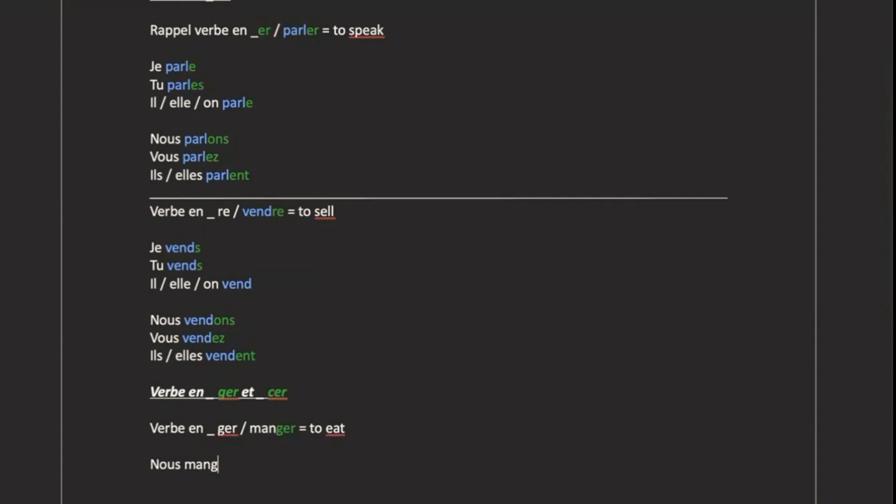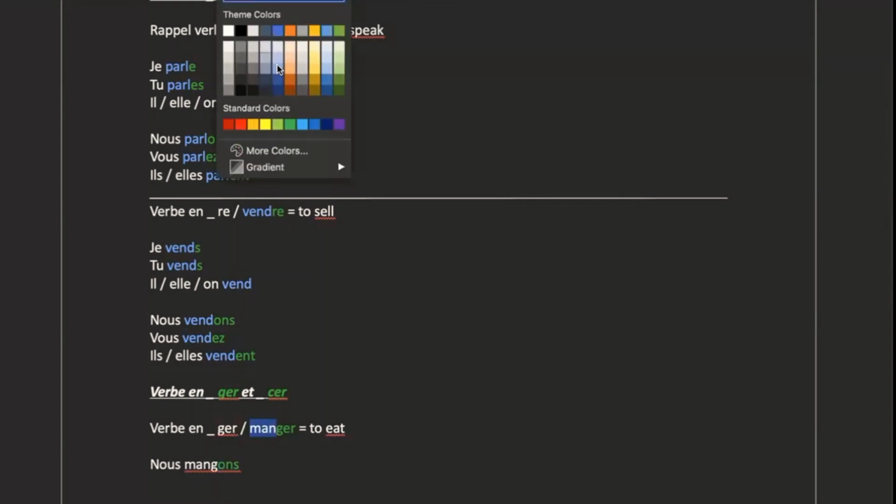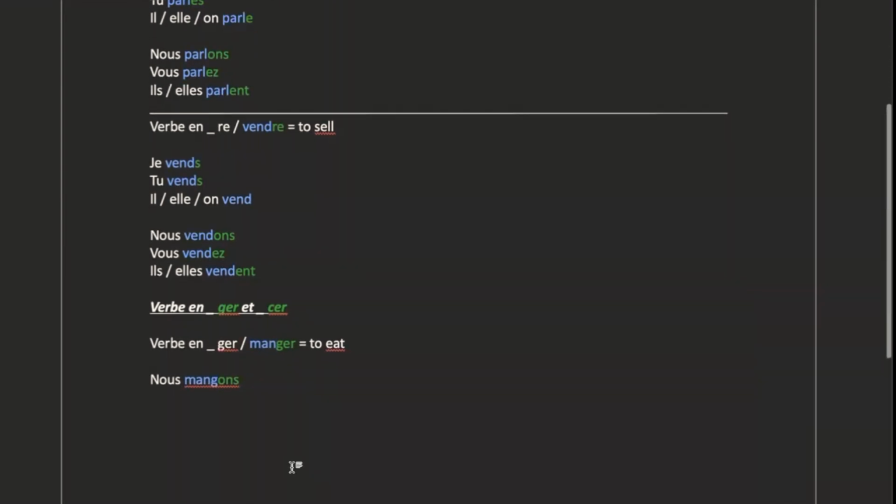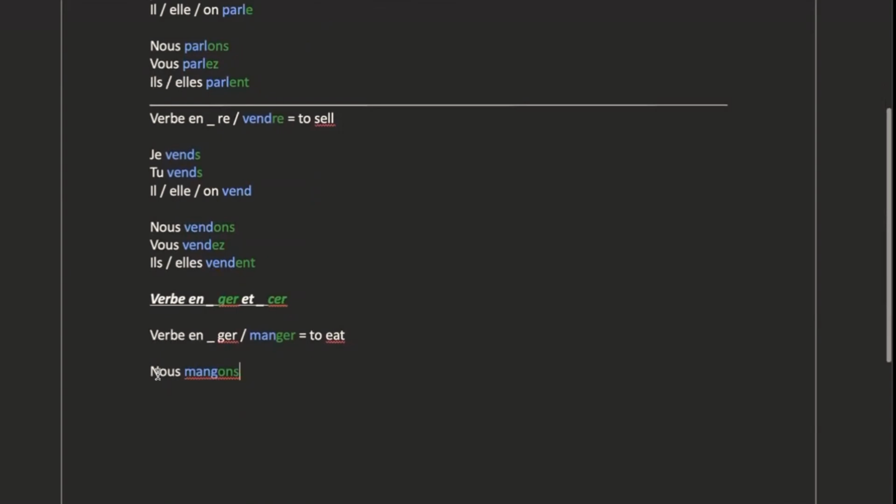Watch. If I follow the rules that I have here, I'm going to put the ONS. You know what? I'm going to put some color here, so this way we all agree that we're doing the same thing. We follow the rule. But I have an issue here. If I pronounce it, it's nous mangeons, because the G is g, g, g, and so the sound is not right.